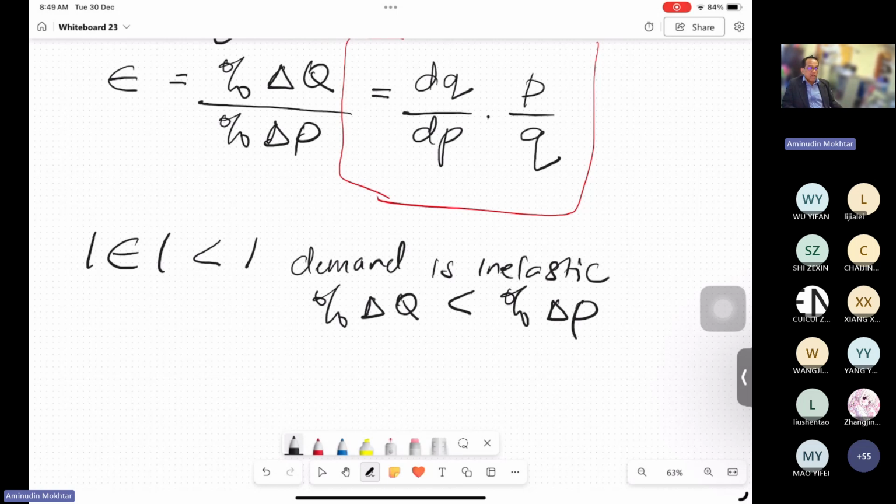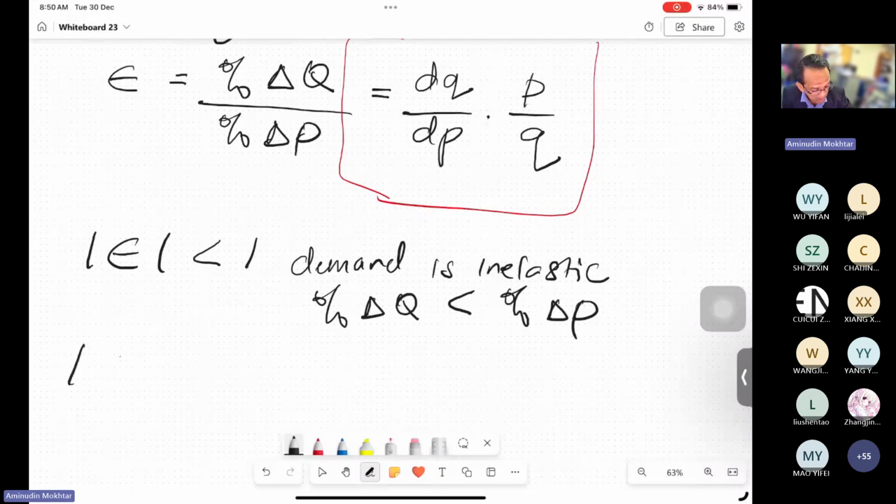In other words, for example, let's say the price of A is increased by 10%, but the quantity demanded just decreases by, let's say, 5%. In that case we can consider that the demand is inelastic. The percentage change of quantity is less than the percentage change of price.